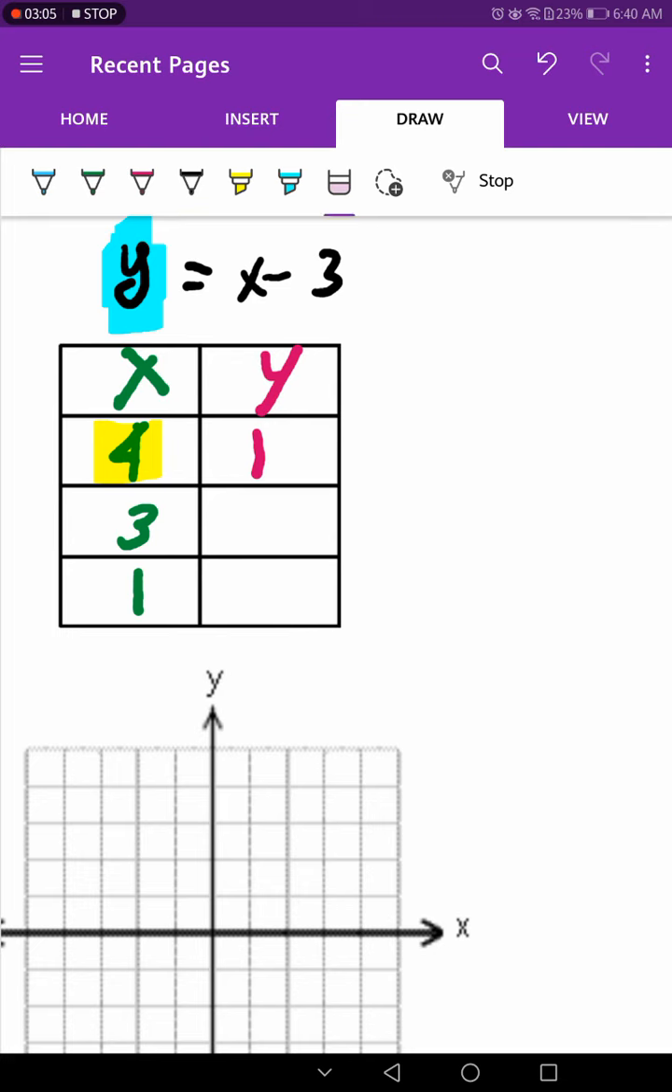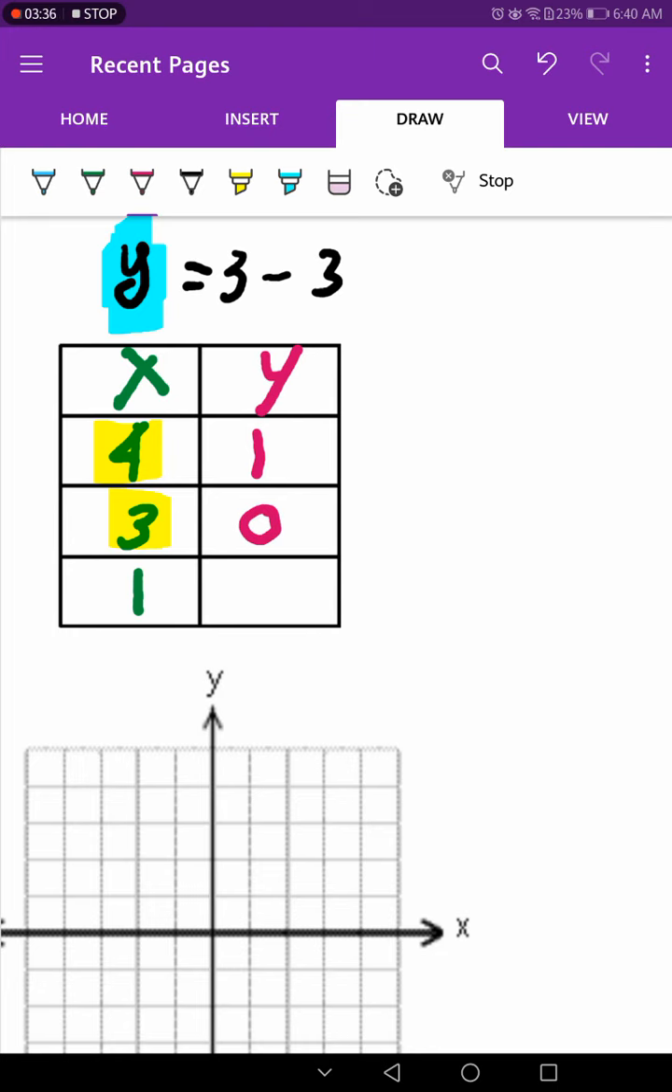Now the second value of x is 3, and ask the y. If the x is 3, what will you be? The y answers, 3 minus 3 equals 0. So the y said I will be 0.